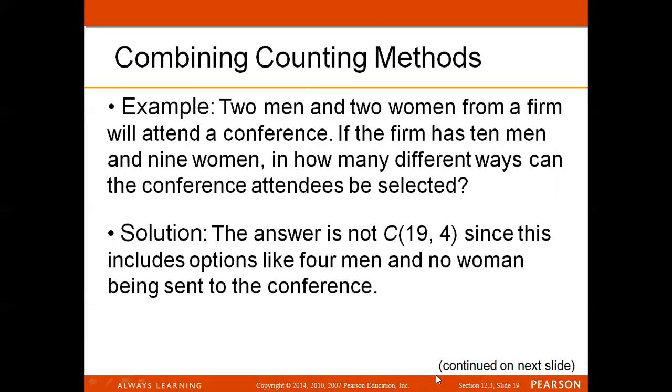2 men and 2 women from a firm will attend a conference. If the firm has 10 men and 9 women, how many different ways can the conference attendees be selected? The answer is not 19 choose 4, since this includes options like 4 men and no women being sent to the conference. We want 2 men and 2 women.